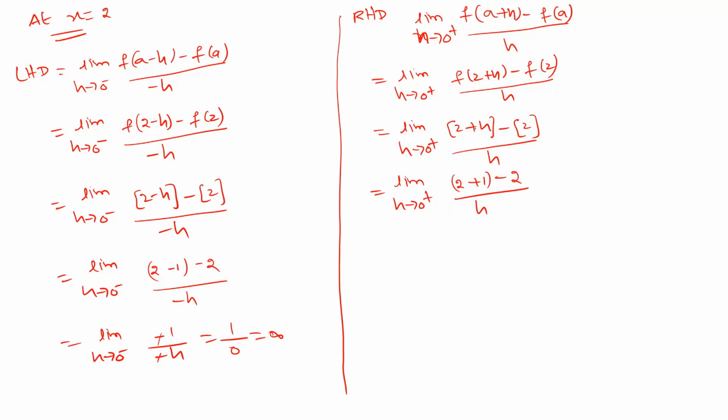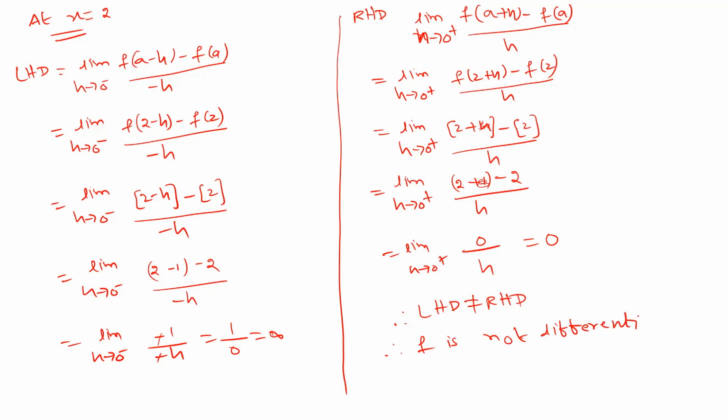Okay. So here, if you substitute the h value as 0, it is not 1 more. It is 0 only here. Which means 2. Therefore, limit h tends to 0 plus, 2 minus 2 is 0. 0 by h is nothing but 0 here. So therefore, LHD is not equal to RHD. Therefore, f is not differentiable at x equal to 2 here. Okay.